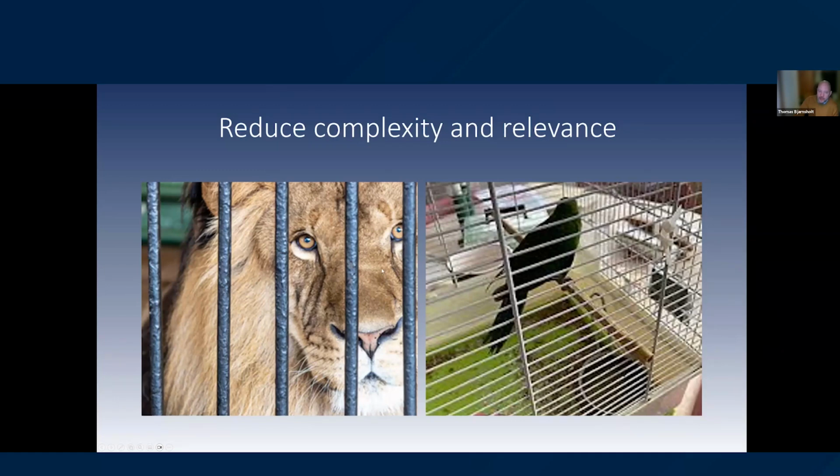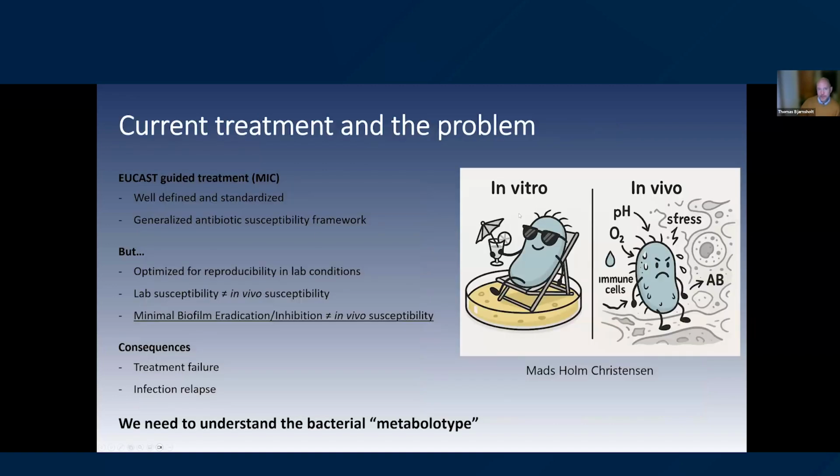It is almost like studying lions in cages and thinking we can understand the lions in the African savannah, or birds in cages and thinking we can study the birds out in the fields. So we really have reduced complexity, so now we can repeat and we have reproduced results. But I suggest that this has also led to us not really understanding how the bacteria are growing in infections.